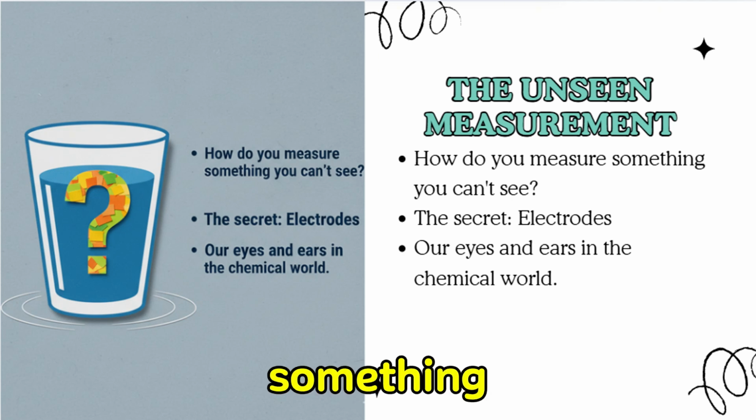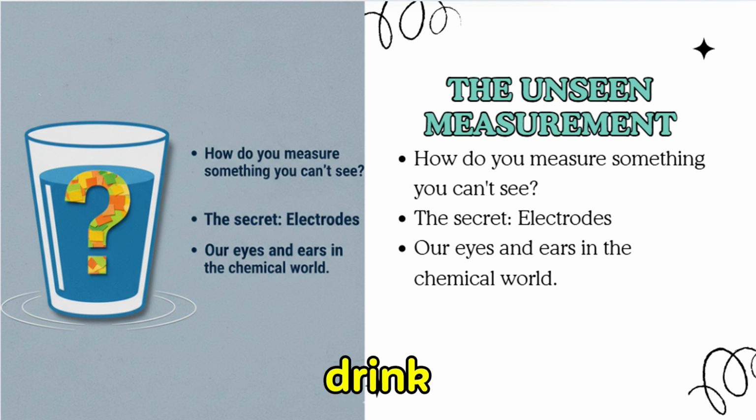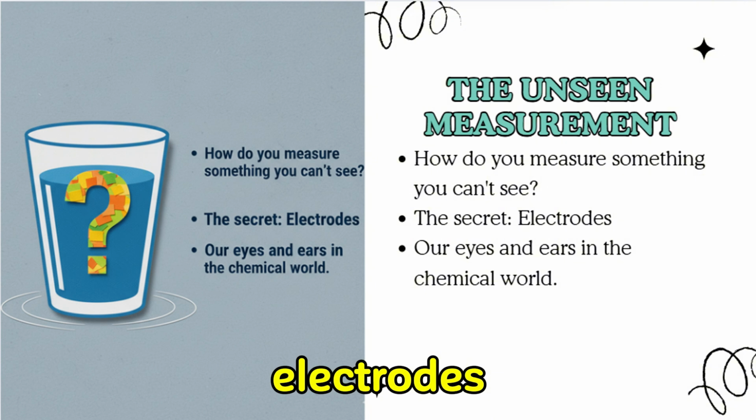How do you measure something you can't even see? Think about the water you drink. How do we know if it's acidic or alkaline? We can't see acidity, but we can measure it with incredible precision. The secret lies in tiny, powerful sensors called electrodes, which act like our eyes and ears in the chemical world.